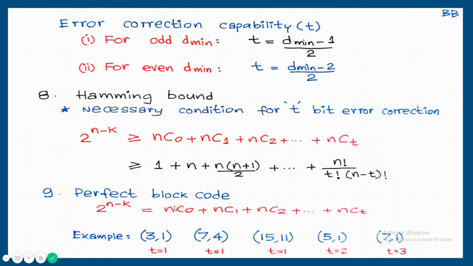Here nC0, that is 3C0, is 1, plus 3C1, that is 3. So 2 raised to 2 is equal to 1 plus 3. I don't want to go for nC2 because that 2 stands for 2-bit error correction. Here the correction capability is only 1. Like that, all these block codes I have written here can be substituted, and you will get an equal sign between left hand side and right hand side. If the sign is equal, the number of parity bits is minimum and efficiency will be maximum. The most efficient block codes are known as perfect block codes.